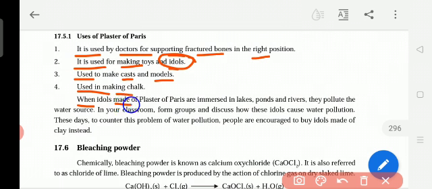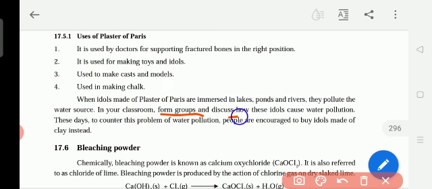When idols made of plaster of Paris are immersed in lakes, ponds and rivers, they pollute the water source. For example, at Vinayaka Chavati time, Ganapati idols we keep in the water, so they are immersed in the lakes, ponds and rivers. Good water they are polluting. In your classroom, form groups and discuss how these idols cause water pollution. These days, to counter this problem of water pollution, people are encouraged to buy idols made of clay instead.